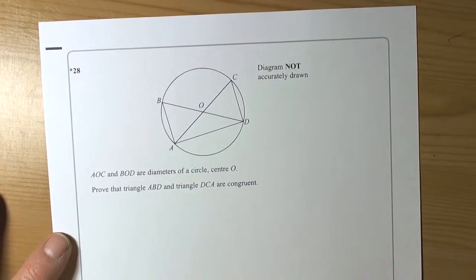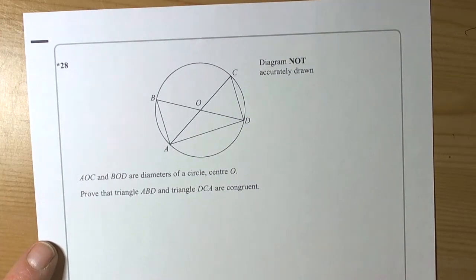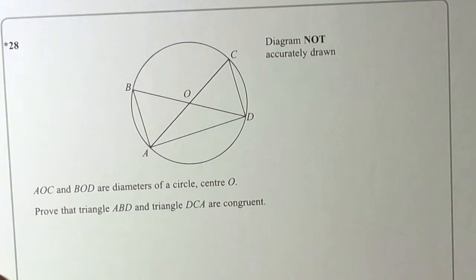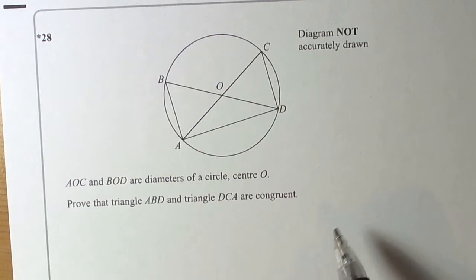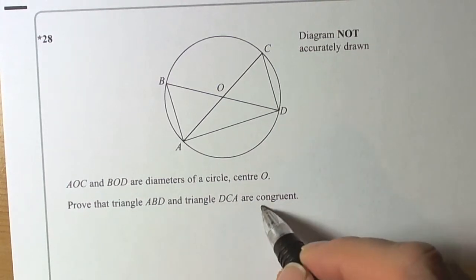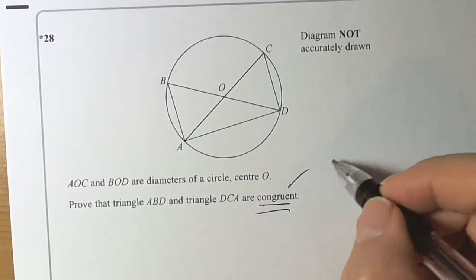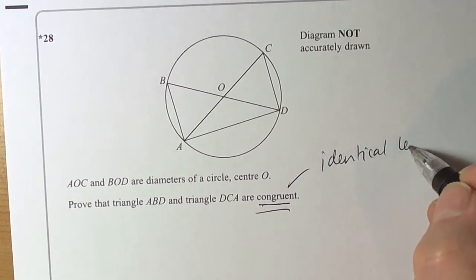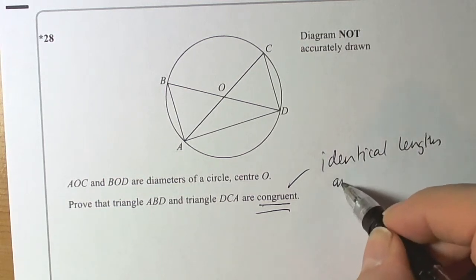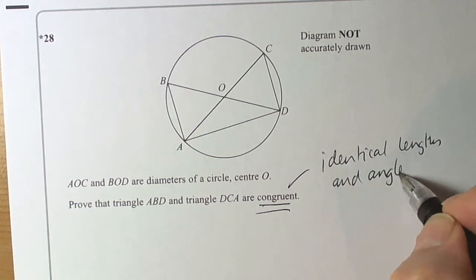So this question is talking about a shape, and it's asking us to work with a starred question, so therefore we're going to be having to explain things really clearly. And it mentions the word congruent, so we must remember that that means identical lengths and angles.